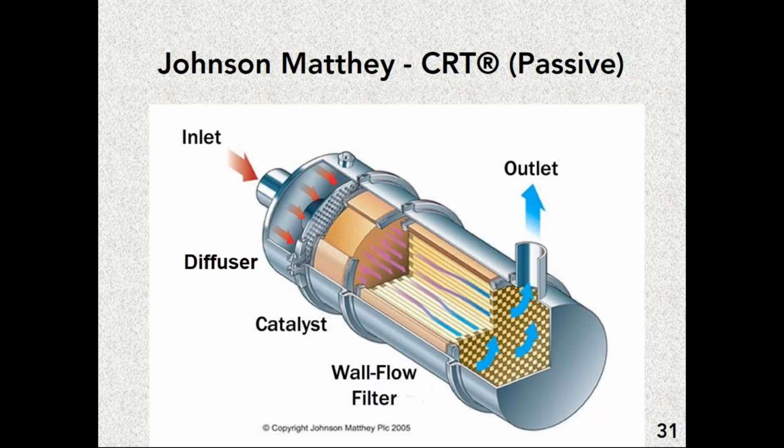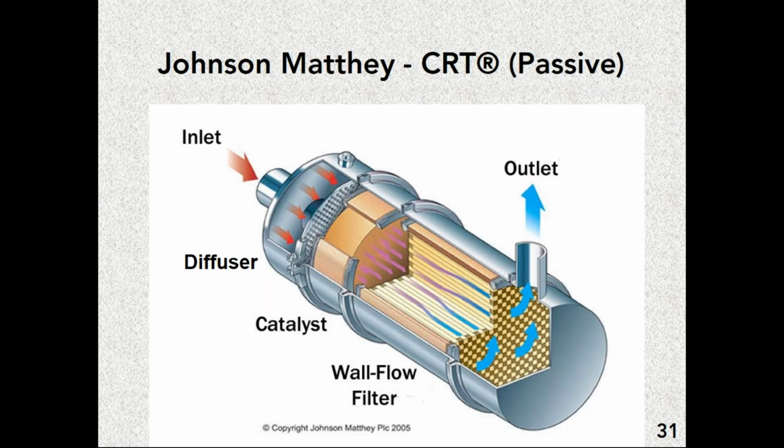Here's an example of a Johnson Matthey CRT. CRT stands for continuous regeneration. You can see the inlet, that's where the exhaust comes in. The very first thing that it hits is something called the diffuser, and the purpose of the diffuser is just to spread the emissions out so that they don't all deposit on one part of the next component.